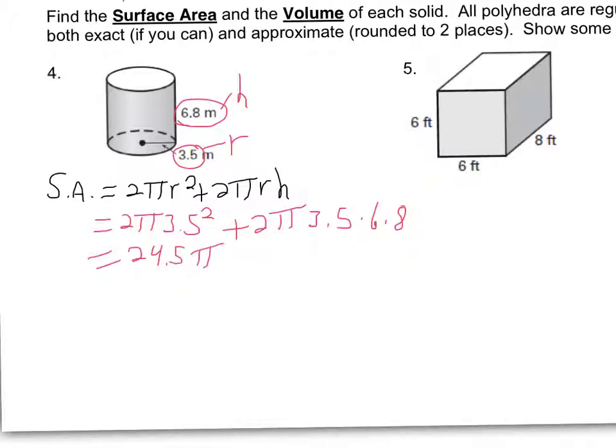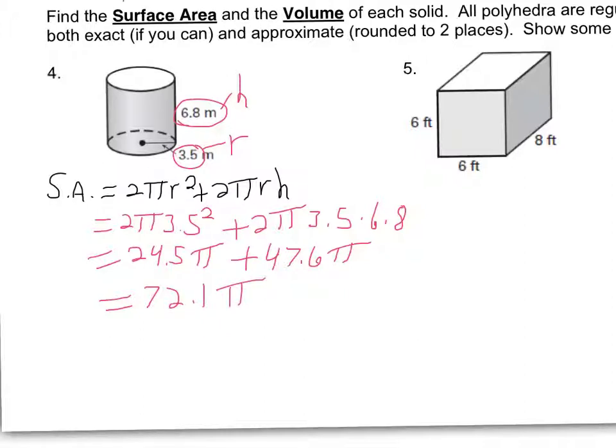And same thing with this next set. I'm going to type in 2 times 3.5 times 6.8. And I'm just not going to type the pi in yet, and I get 47.6. And so these are actually like terms. If you have this many pi's and this many pi's, you can add those together to get just a total number of pi's. So do 24.5 plus 47.6, and you get 72.1.